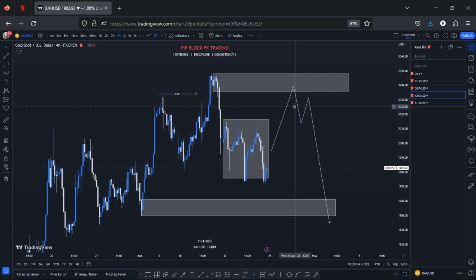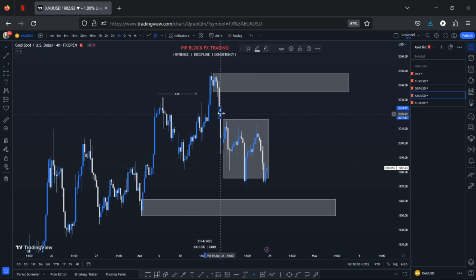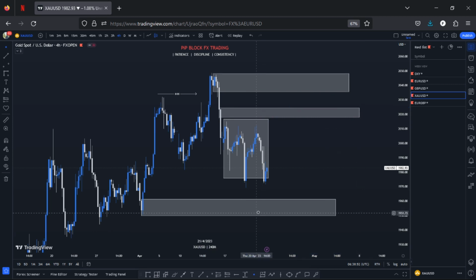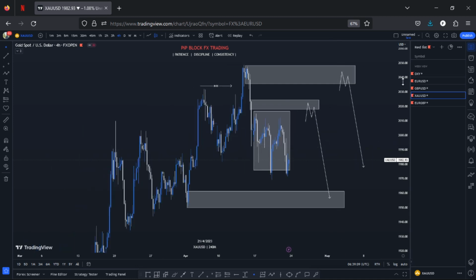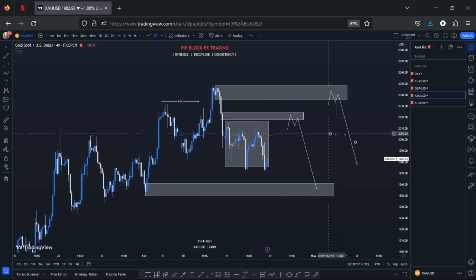Okay, now not only this side, I'm having this very nice zone right here. This zone right here that I think I'm expecting markets to trade into, then give me a sell. So I have this zone right here and this zone as well. All right, so I think this is what I'll be expecting for gold this coming week.